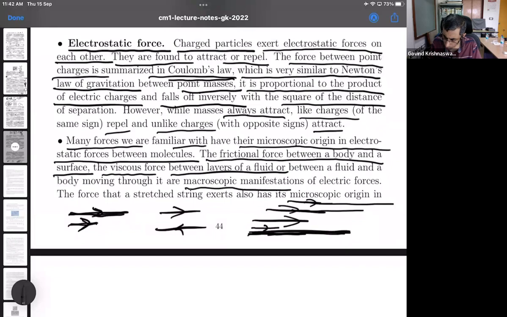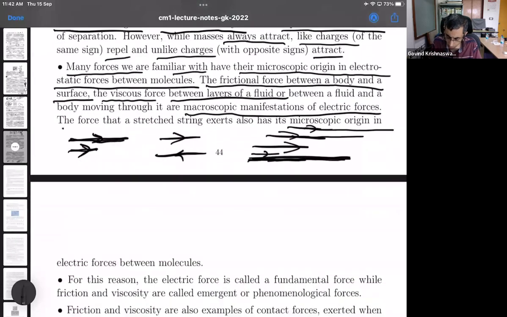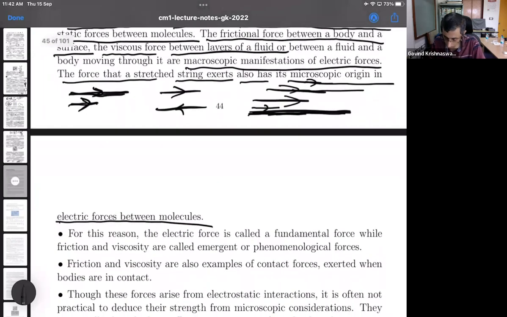So they are macroscopic manifestations of electric forces. In fact, even the force that a stretched string or a rubber band exerts has its microscopic origin in electric forces between the molecules. So all of these come from that. So electric forces have manifestations that we are very, very familiar with, even though the objects we deal with may not be charged. That's the remarkable thing.